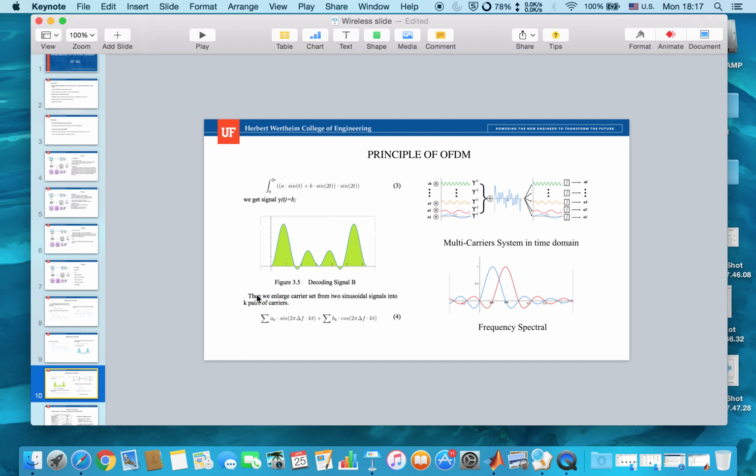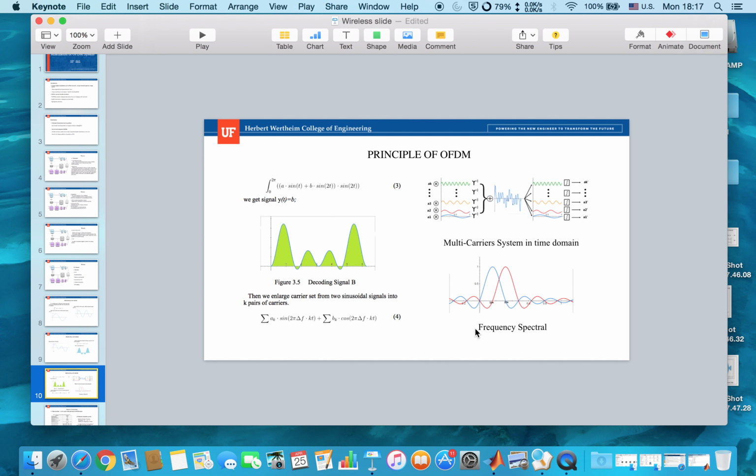And then we can enlarge the carrier set from the two sine signals to k pairs of carriers, which you can see here are sine and cosine. And then here is the multi-carrier system in the time domain. As you can see, we have k inputs, and we modulate them, then they go through the channel, and then we demodulate them, and it returns the k signals.